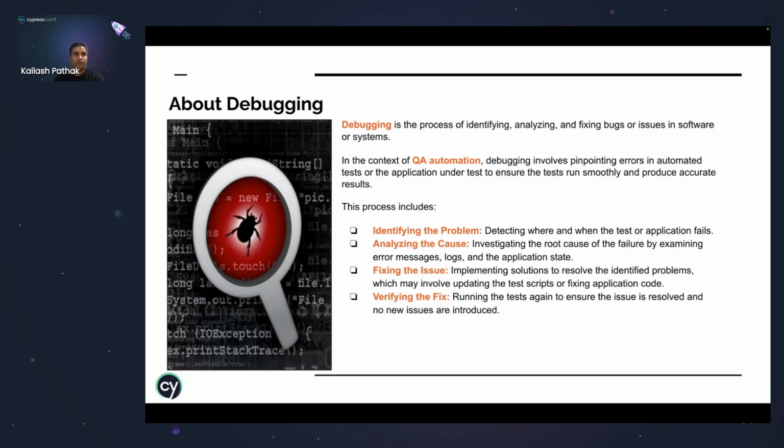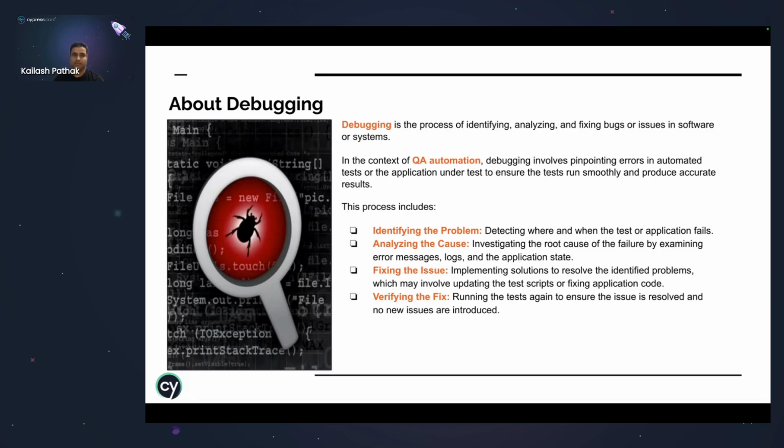But I think you guys have faced the problem where the code is working fine in my local, but when we go to the CI/CD pipeline, it's a bit tough to debug the code. This is one of the major challenges we normally face, right? So these are the four steps mainly: identifying the problem.